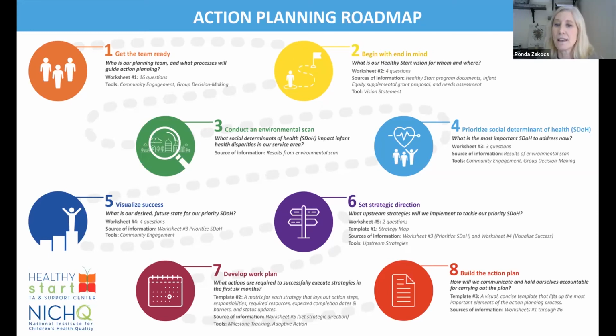Then 6 is setting the strategic direction, and that is really clarifying what are the upstream strategies you will implement to address the priority social determinant of health. And there's a worksheet with really 2 questions and some tools to help you do that, a strategy map template specifically. And then number 7 is develop the work plan.